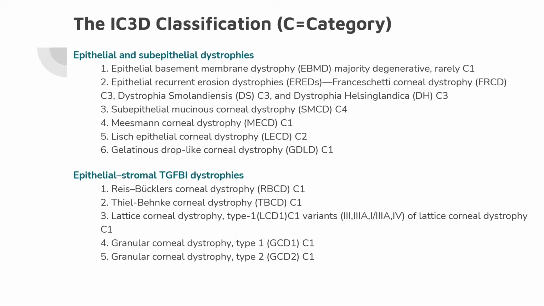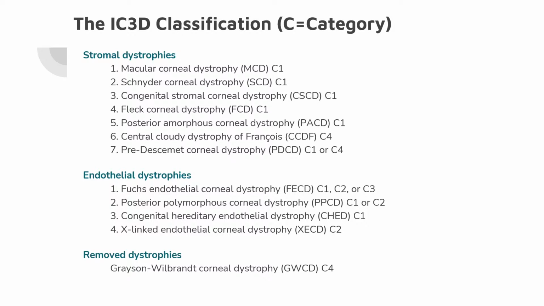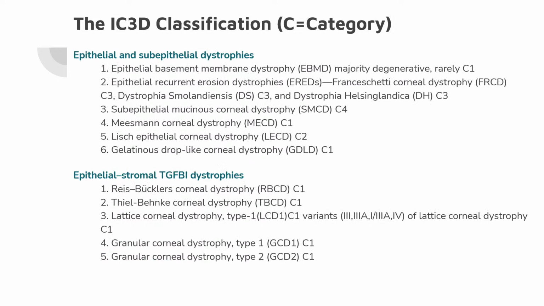Coming to the IC3D classification. They are classified into epithelial and subepithelial dystrophies, epithelial stromal dystrophies, stromal dystrophies, and endothelial dystrophies. There are no Bowman layer dystrophies or Descemet dystrophies. Epithelial and subepithelial dystrophy: epithelial basement membrane dystrophy, majority are degenerative. And epithelial recurrent erosion dystrophies, which include the 3 variants Franceschetti, dystrophia smolandiensis, and dystrophia helsinglandica. Subepithelial mucinous corneal dystrophy, Meesmann corneal dystrophy, Lisch epithelial corneal dystrophy, gelatinous drop-like corneal dystrophy.